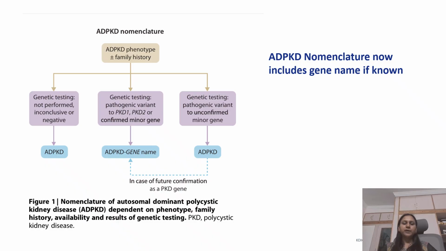The KDIGO 2025 guidelines update how we name the disease. The label now incorporates the gene where it is known, starting from an ADPKD phenotype with or without family history. Genetic testing sorts patients into groups. So if testing isn't done, if it is inconclusive or is negative, we still call it ADPKD. If a pathogenic variant in PKD1 or PKD2 or a confirmed minor gene is found, we would add the gene name as ADPKD dash the name of the gene. So moving forward, expect gene-appended nomenclature on the reports.